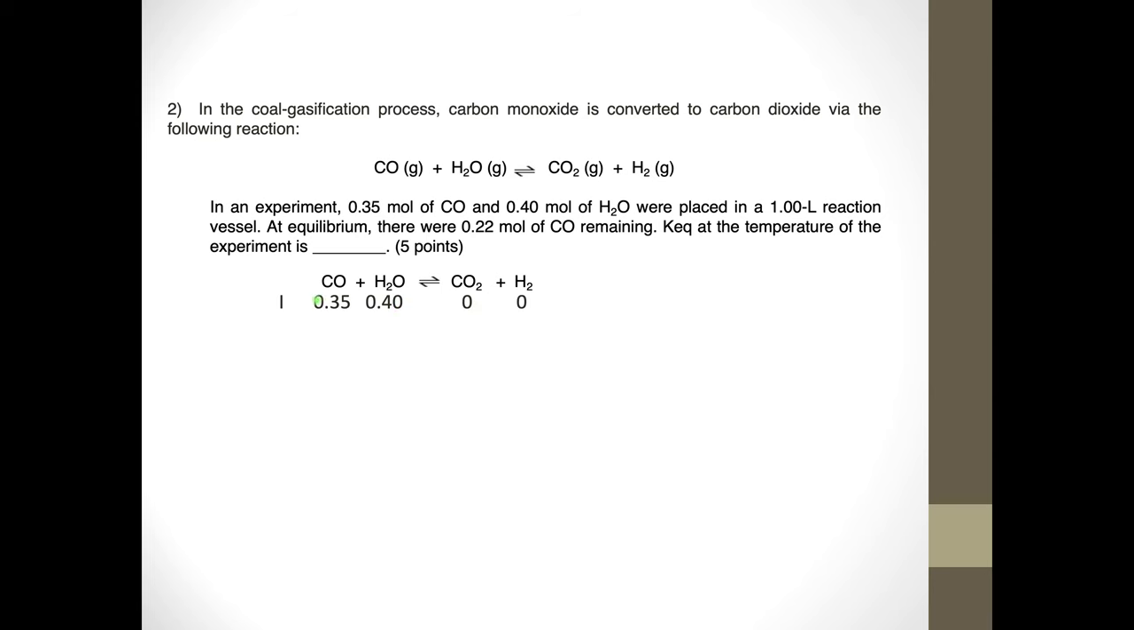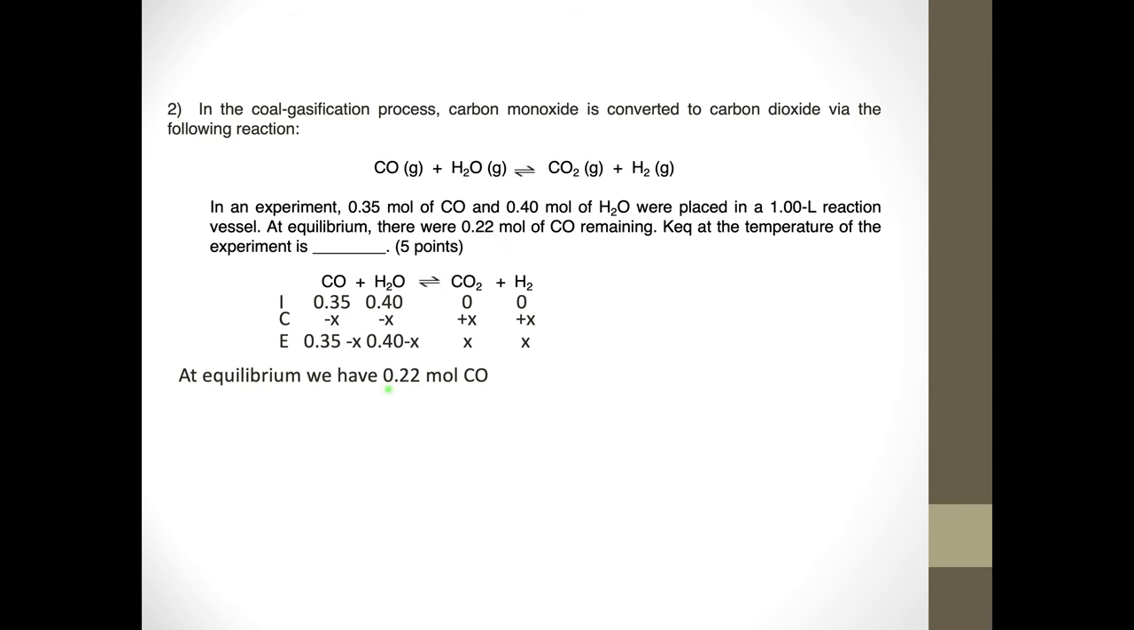Initially, we have 0.35 molar, because remember, we have just 1 liter. So this is 0.35 molar of carbon monoxide as well as 0.40 of water, and we don't have any carbon dioxide or hydrogen. The change is going to be minus X in the reactants and plus X in the products. At equilibrium, the carbon monoxide is going to be 0.35 minus X, 0.40 minus X for water, and X for carbon dioxide and hydrogen. We mentioned that we have 0.22 molar at equilibrium.